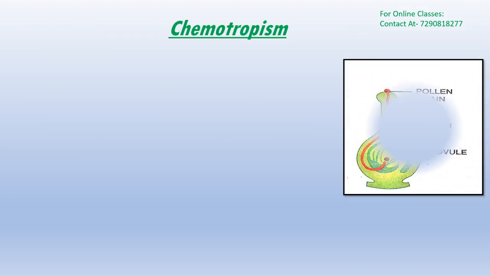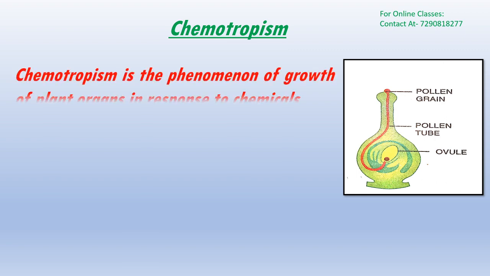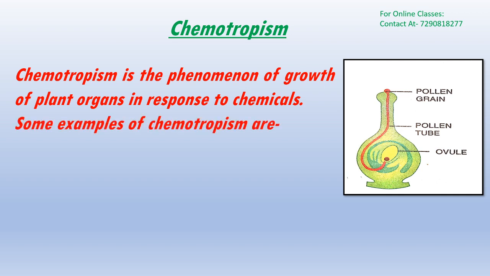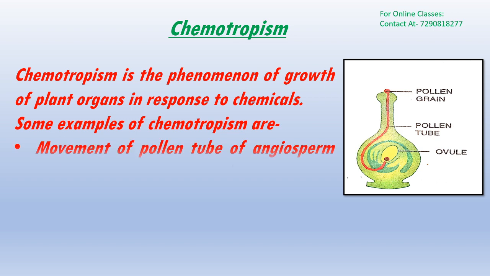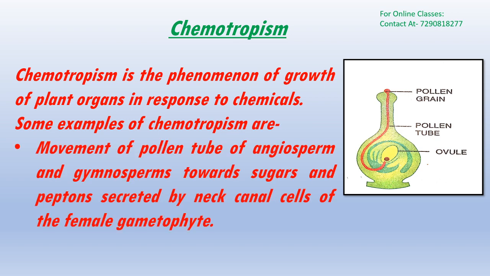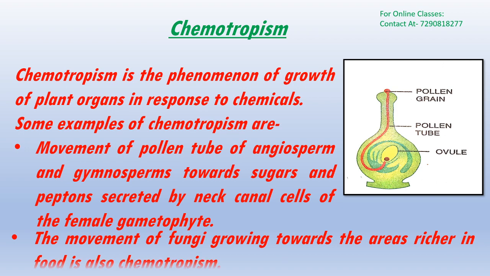Students, the last tropic movement which we will study is chemotropism. Chemotropism is the phenomenon of growth of plant organs in response to chemicals. Some examples of chemotropism are the movement of the pollen tube of angiosperms and gymnosperms towards sugar and peptones secreted by the neck canal cells of the female gametophyte. And the second is the movement of fungi growing towards areas richer in food, which is also chemotropism.